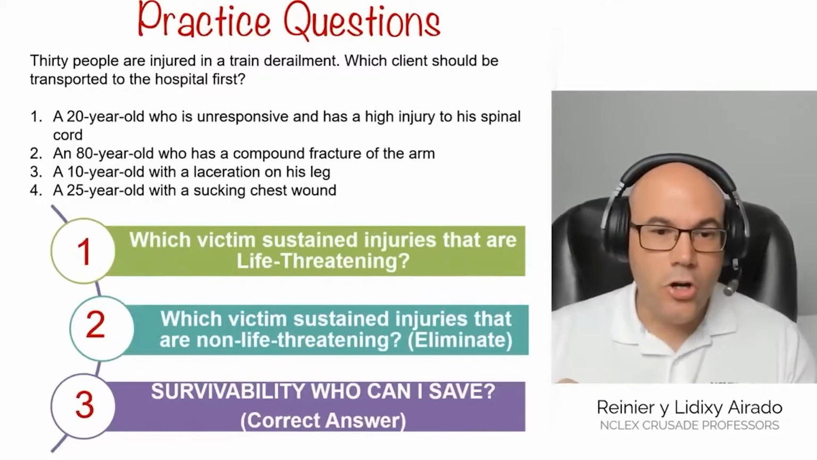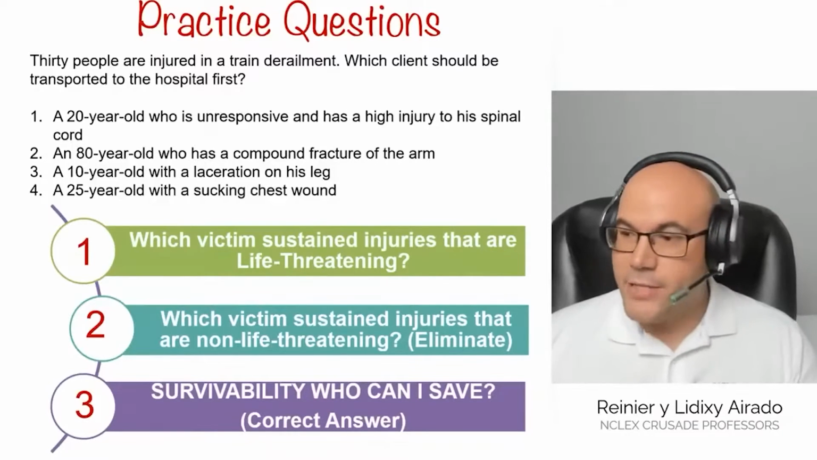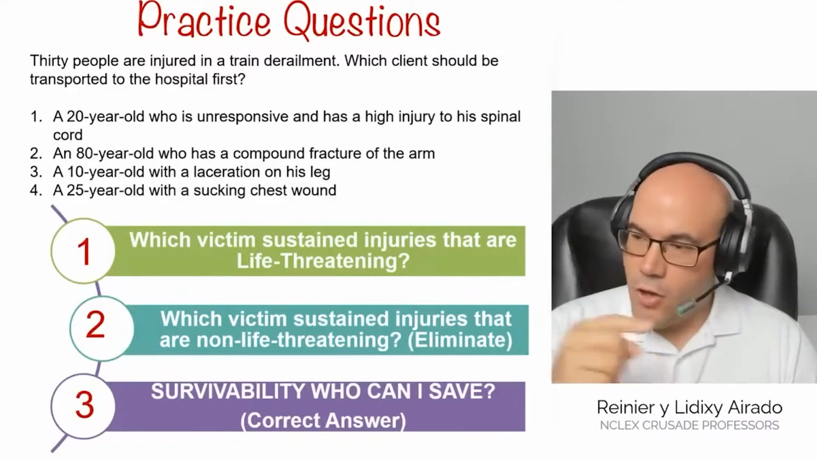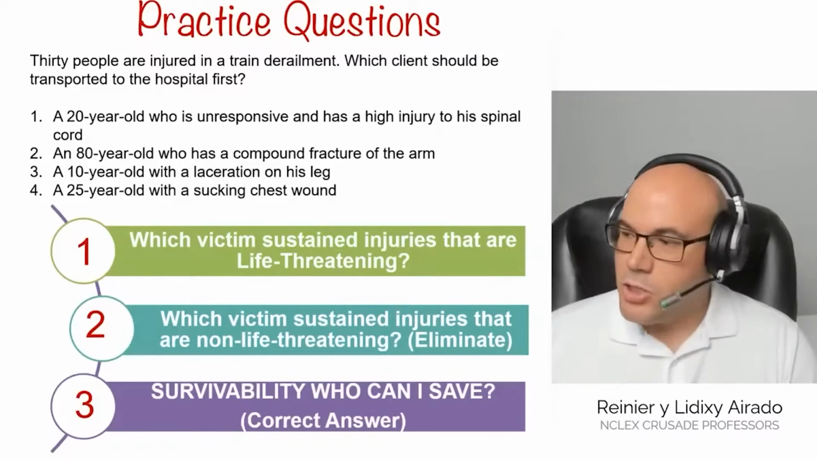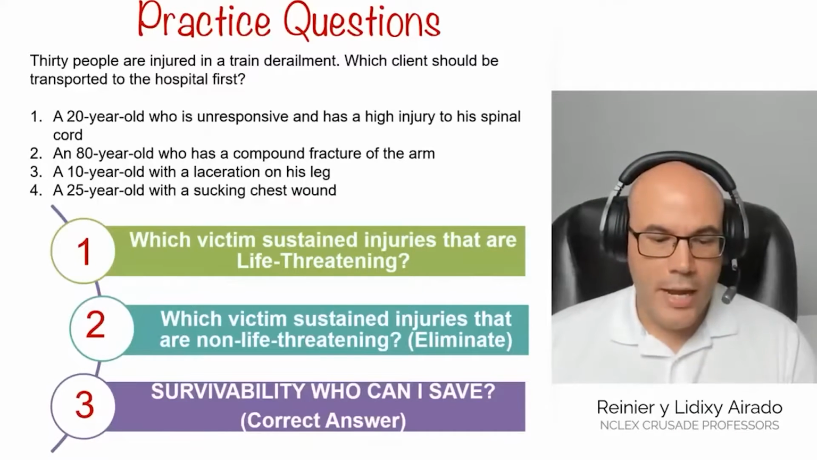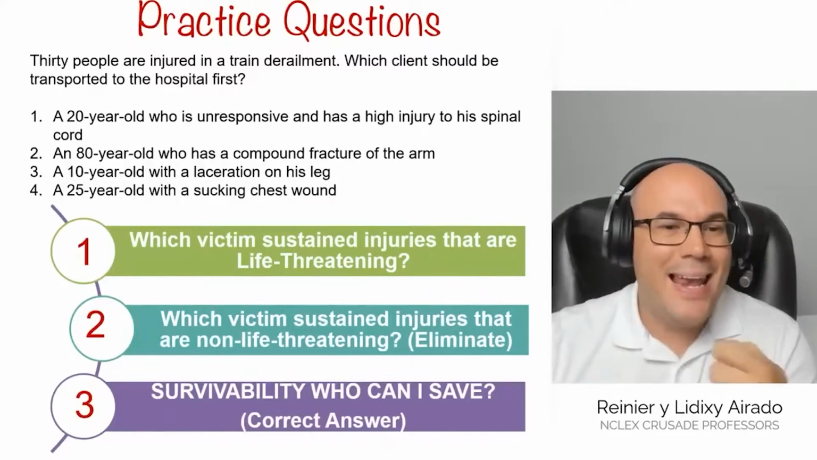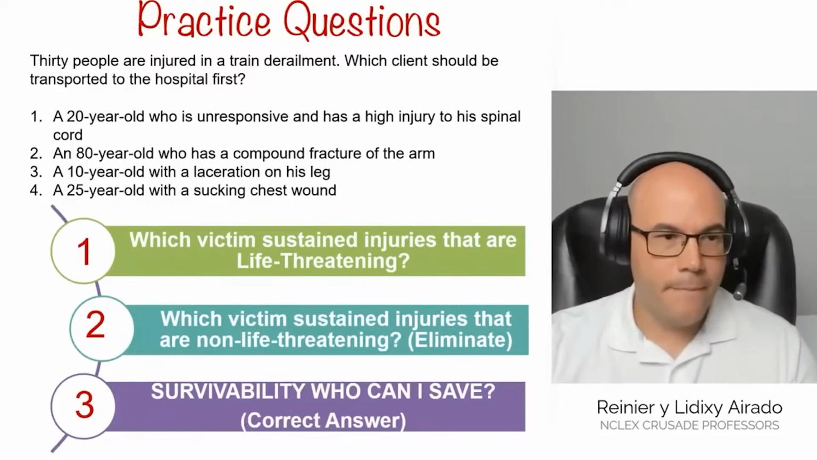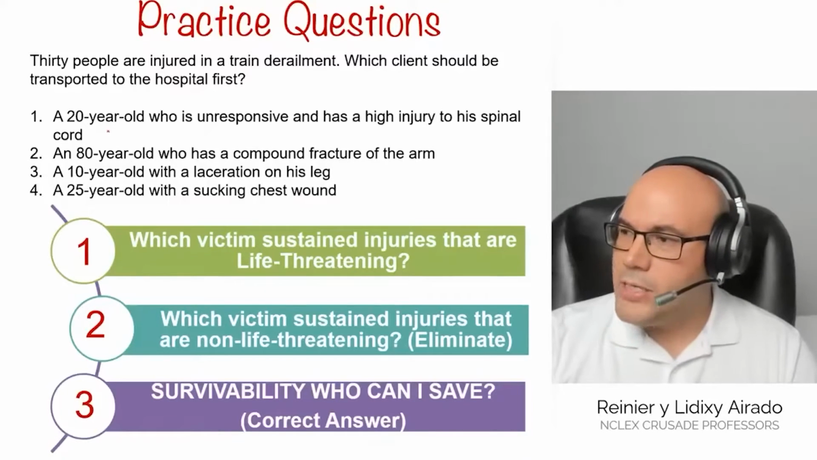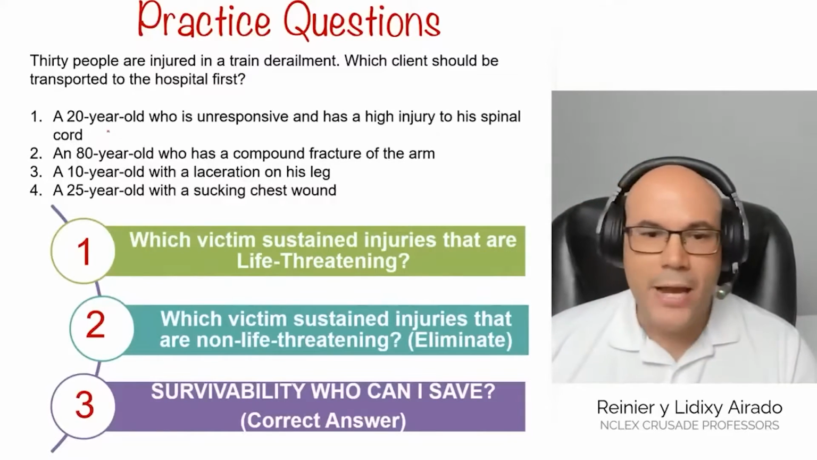This is the key to understand that you will be using the strategy that I just taught you. Let's follow the steps of the strategy. So in step number 1, you have to identify which victim sustained injuries that are life-threatening. So let's go one by one and determine which answer is a life-threatening injury.